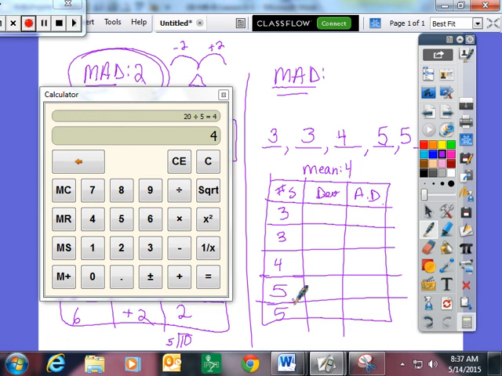Now pause the video. See if you can find the MAD on your own. See if you can do this whole process by yourself, okay? Find all the deviations, positive or negative, find their absolute deviations, add this column together, and divide by 5, okay?